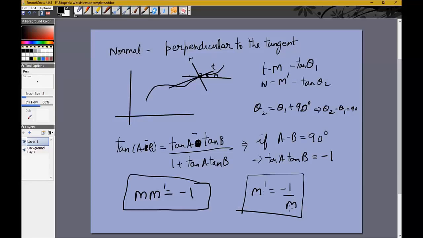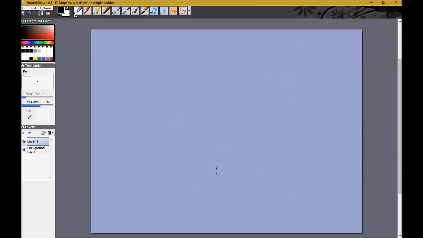So if the slope of the tangent is 1, the slope of the normal will be minus 1. If the slope of the tangent is 10, the slope of the normal will be minus 1 by 10. The product of the slope of the normal and the slope of the tangent will always be minus 1. Right. One final thing, with this we can just simply find the slope of the normal or the tangent at a particular point. How do you actually find the equation of the normal or the tangent?